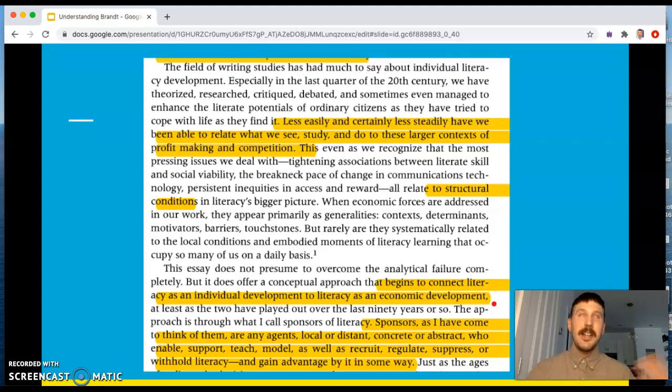This is a connection that you're going to investigate a lot more thoroughly in your discussion posts, where you discuss Brandt's ideas. I think that's all you need to know for now.